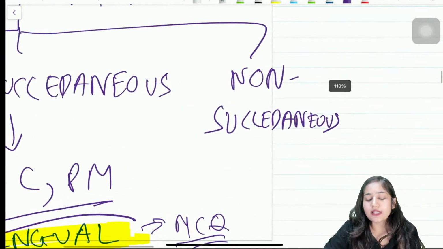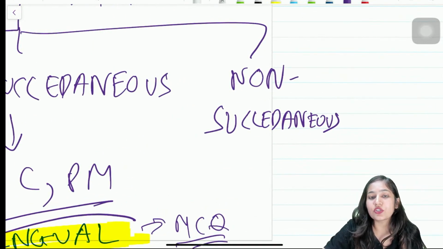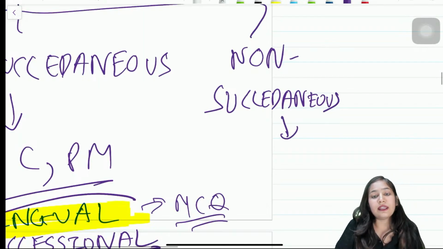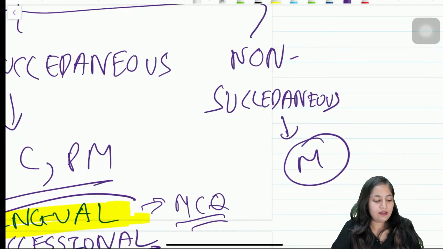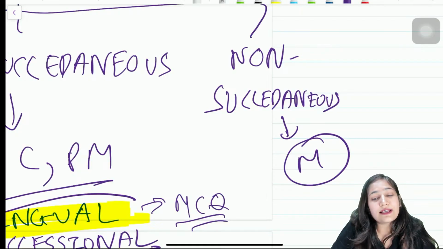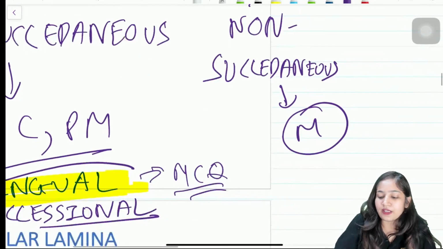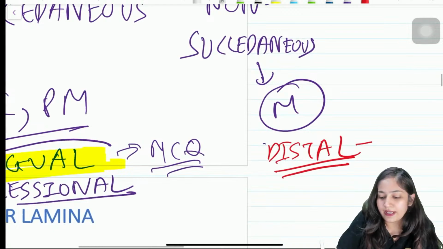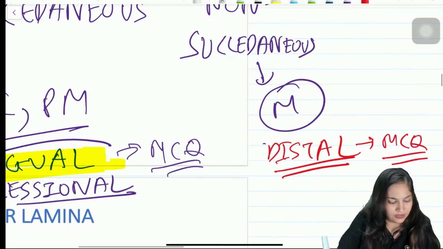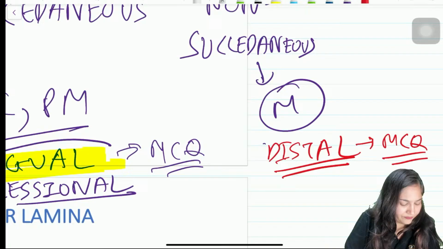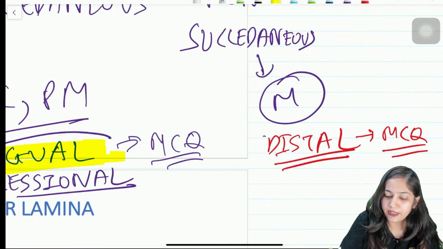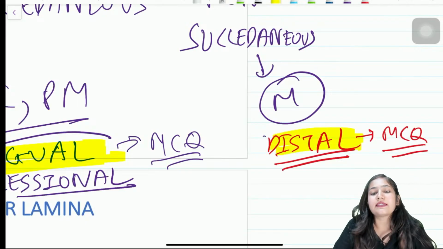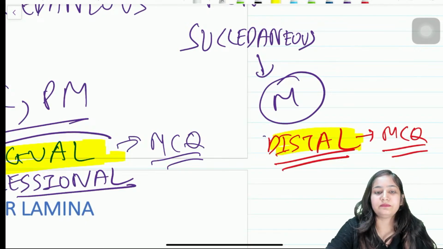Again coming to non-succedaneous teeth. Which are the non-succedaneous teeth? The remaining ones, our molars. Right? So molars arise from which extension of the dental lamina? Distal extension. They arise from the distal extension of the dental lamina. This is again an important MCQ question. Yes, Mithilesh, Dr. Ruchira, Kirti, Tanvi. So they mainly arise from the distal extension of the dental lamina. Good.